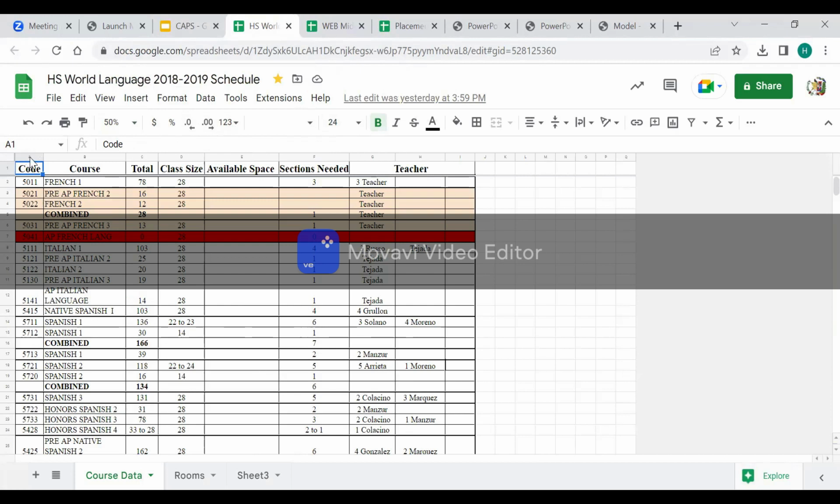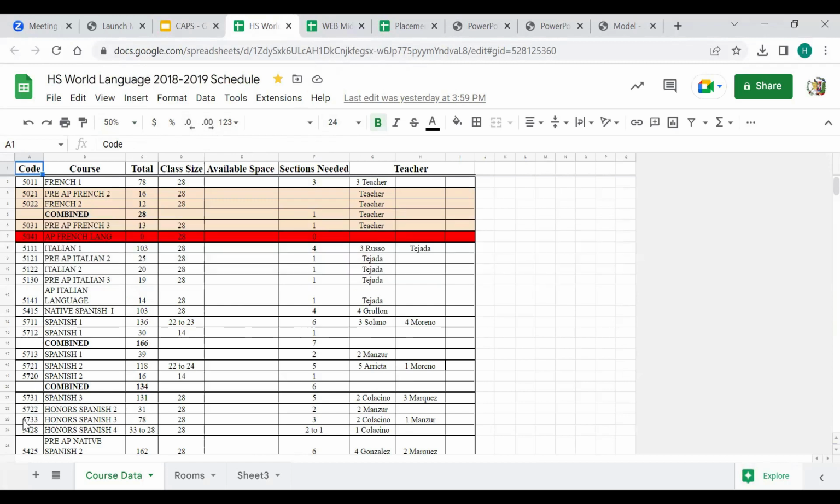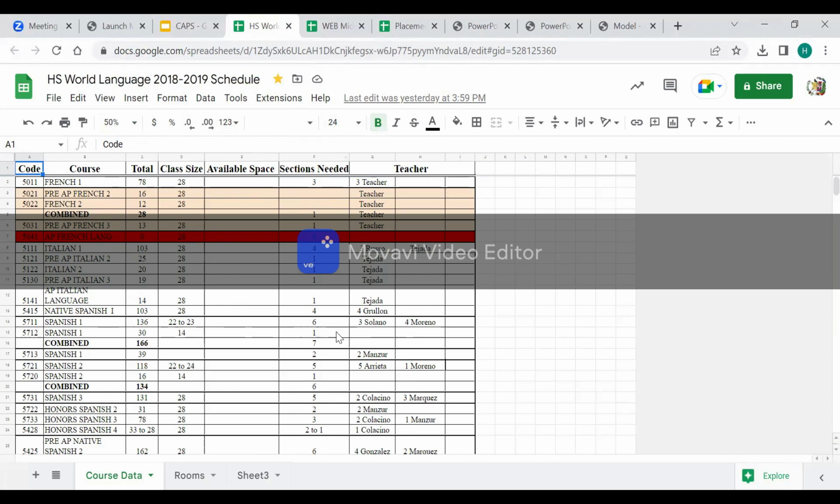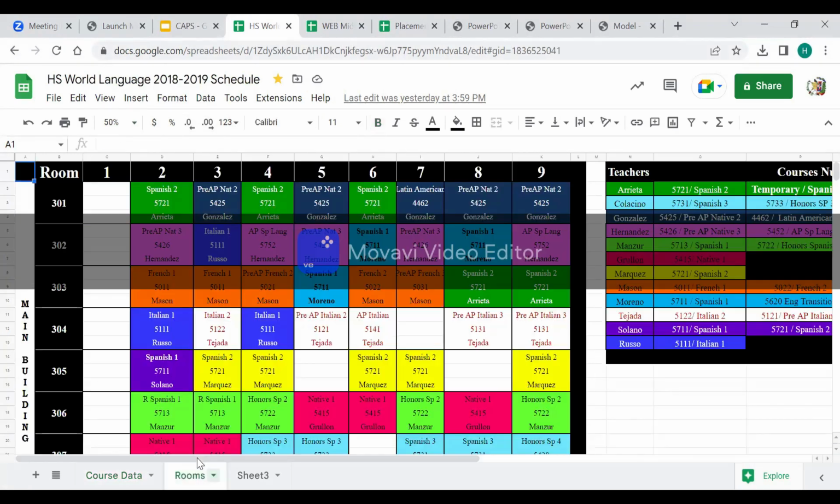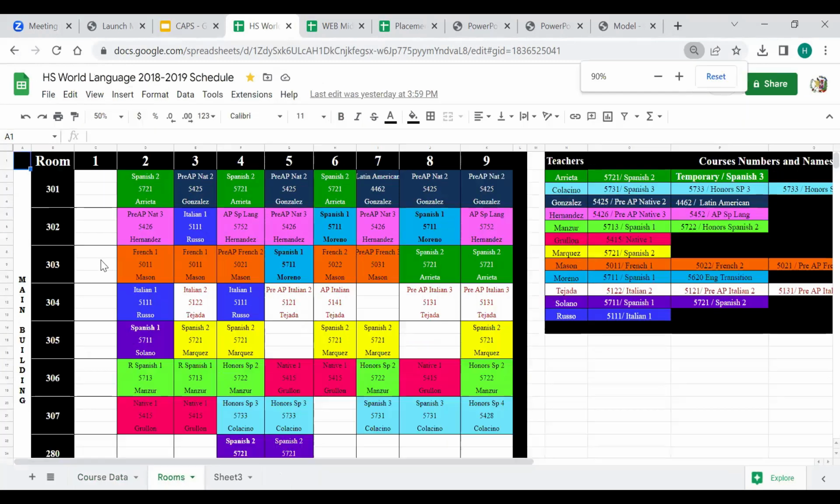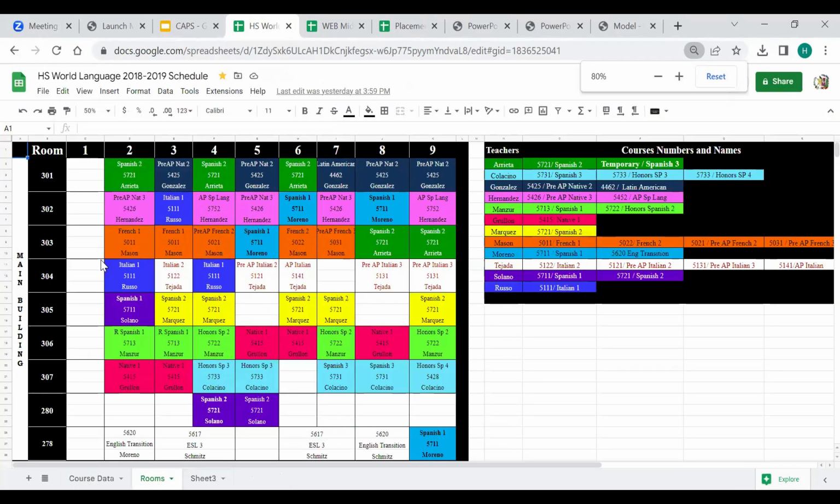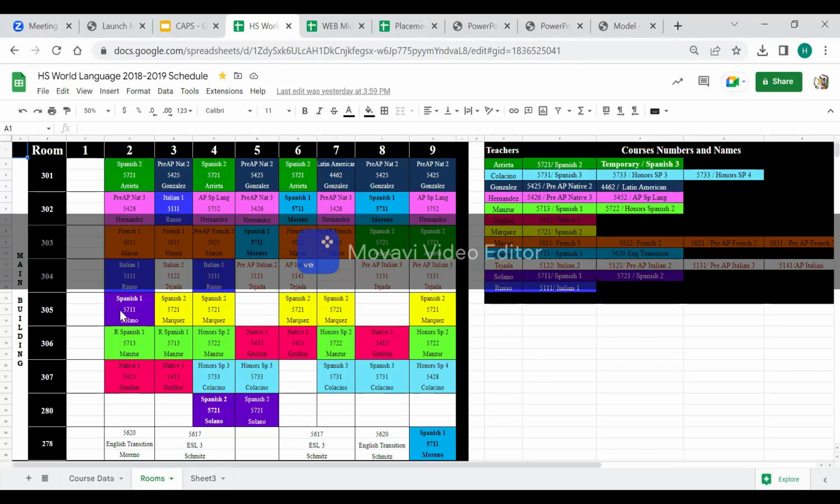What I did was list the course codes based off of Genesis, the names of the courses, the total number of students, the class sizes, and then the number of sections each teacher could have to have a full load of 5 courses. Then here is where the real magic happened, I believe. I coded everything with color because we couldn't have a teacher teaching 4 in a row.